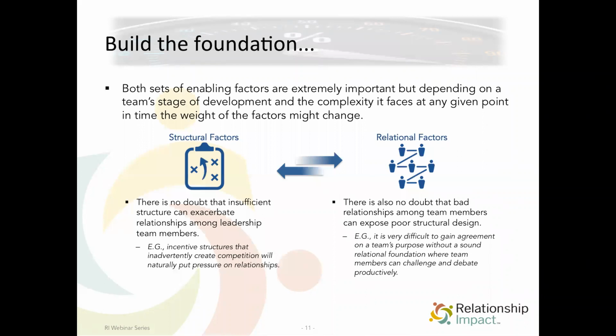And the other way goes too. A bad structure can exacerbate relationship challenges, right? If we don't have good structure in place, don't have roles defined well, for example, do people start tripping over each other and then making assumptions about why he or she is in my turf, that type of thing. I'm sure we've all seen things like that.